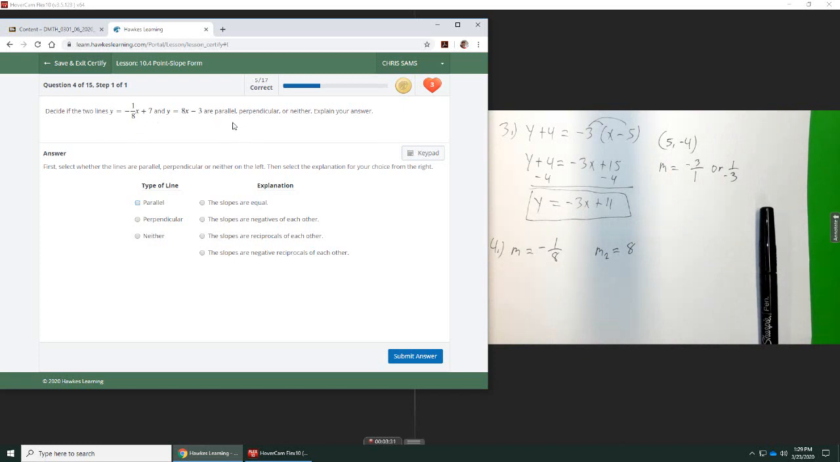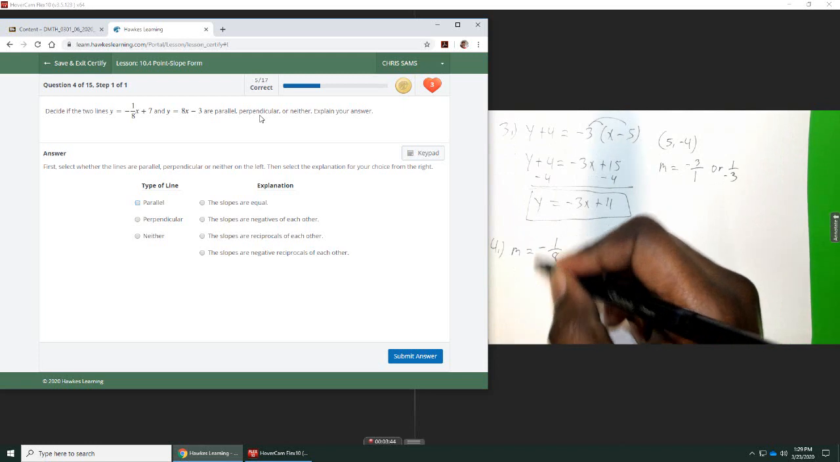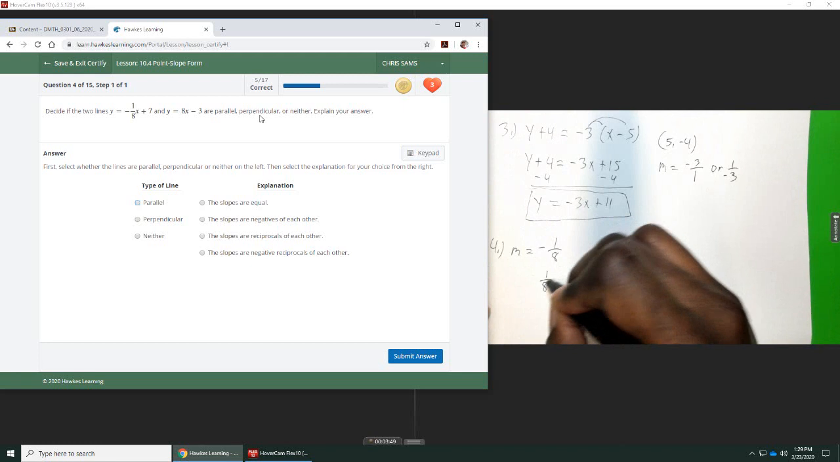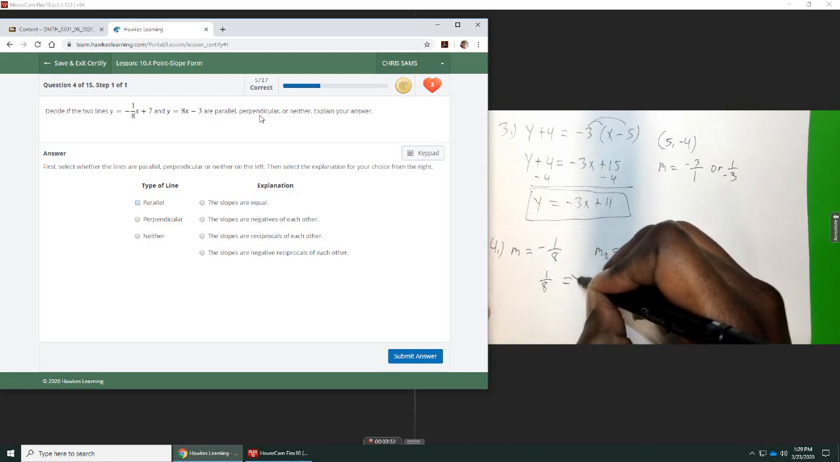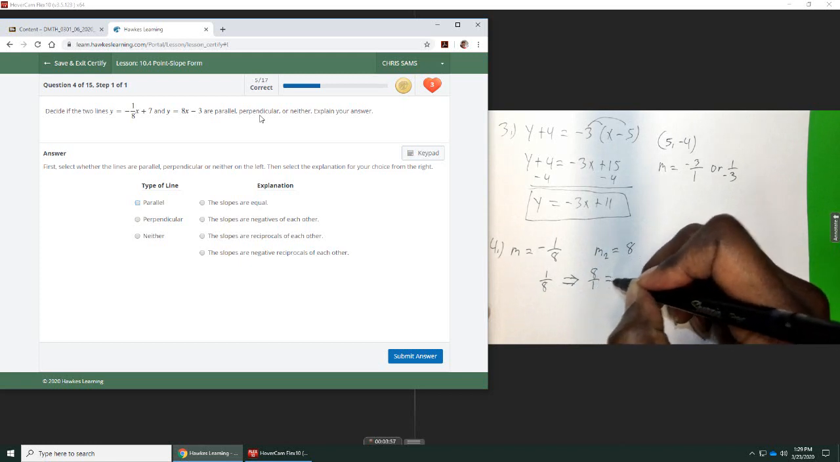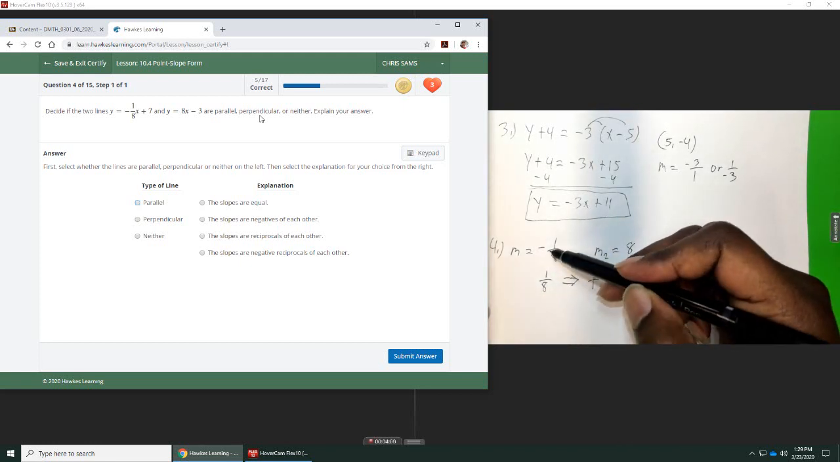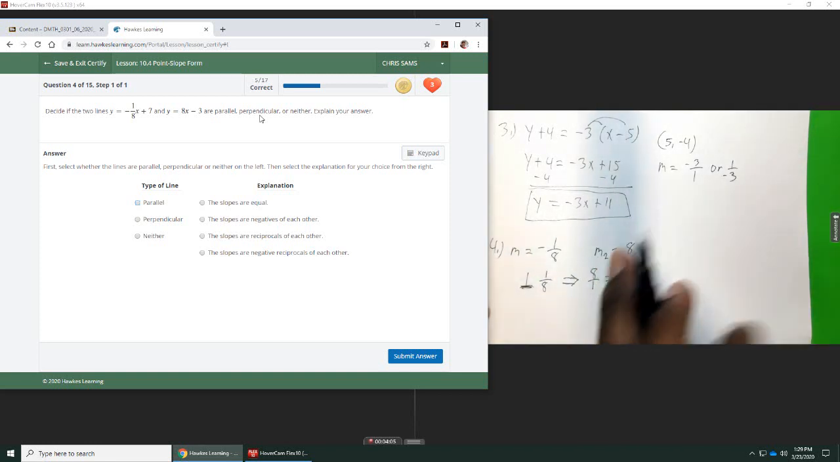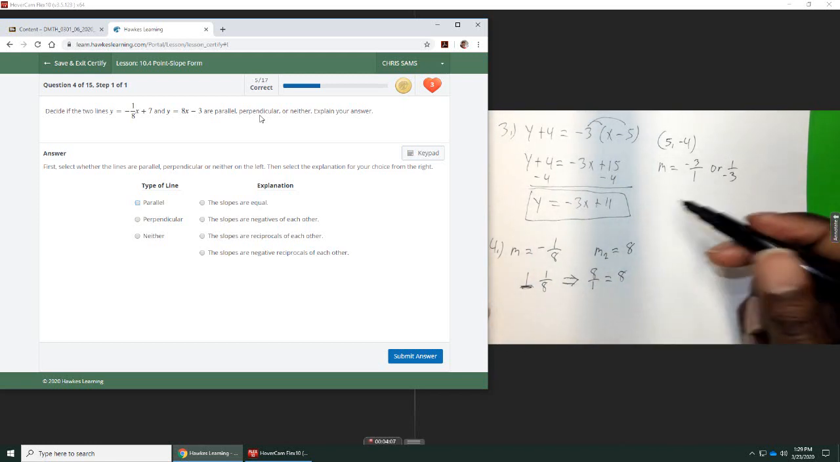Parallel means same slope. Okay, so I'm looking at these two numbers. They are definitely not the same, so it is not parallel. Okay. Perpendicular says negative reciprocal or opposite reciprocal. So that means if I take this slope and I change the sign, it becomes 1 over 8, positive. And then if I flip it, so I'm doing an arrowhead here. If I flip that, it becomes 8 over 1, and 8 over 1 is equal to 8. So going from here, trying to see if it's perpendicular, you change the sign and then you flip it. This does indeed match the second slope.